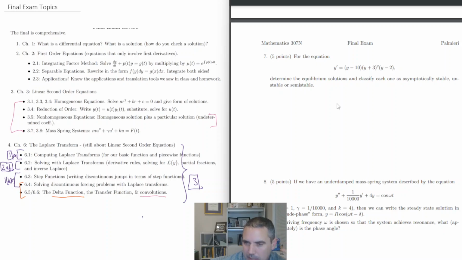Okay, now we get back to chapter 1. This is studying equilibrium solutions. The equilibria are 10, -3, and 2. But what can I say about them without actually solving? Because it'd be kind of a pain to solve that.